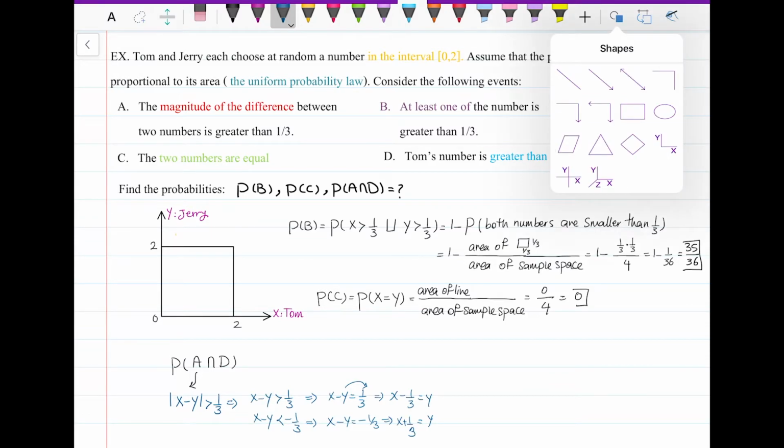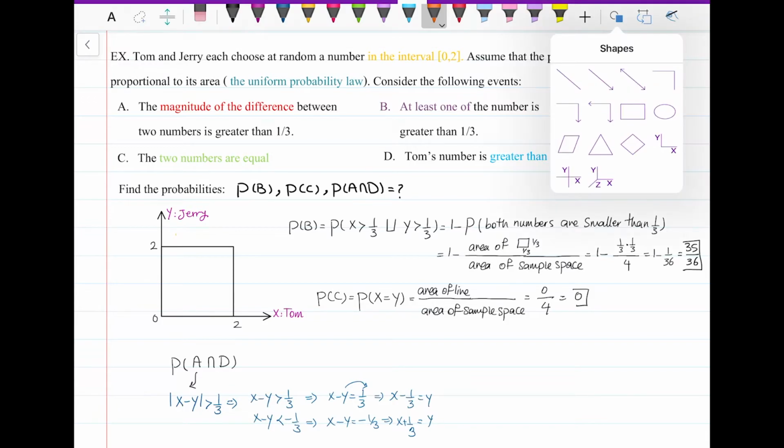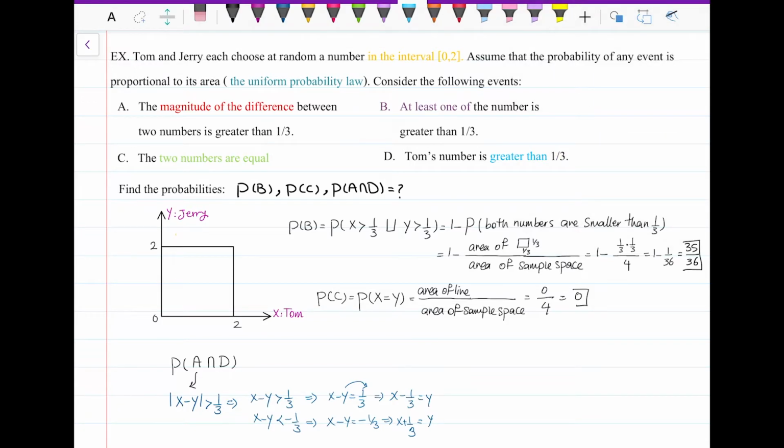Okay, so what do I have? Let me graph it with a nice color. So I have this line, which is y equals x plus 1/3. And then I have this line, which is y equals x minus 1/3.